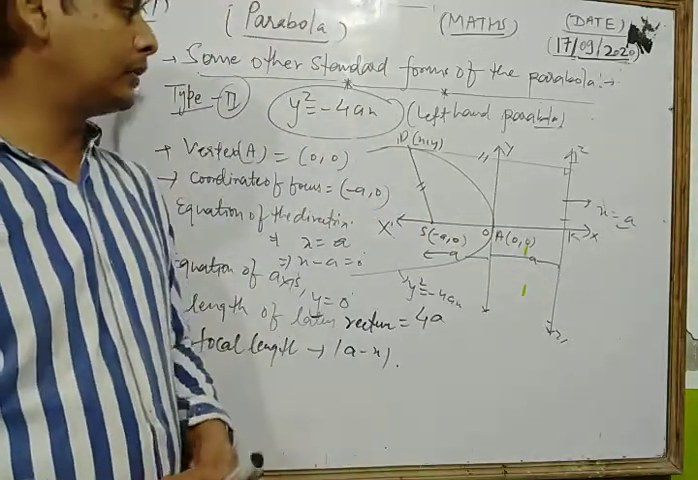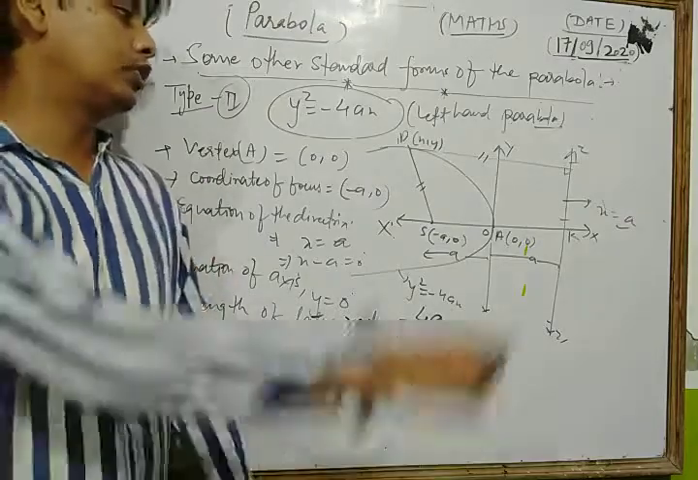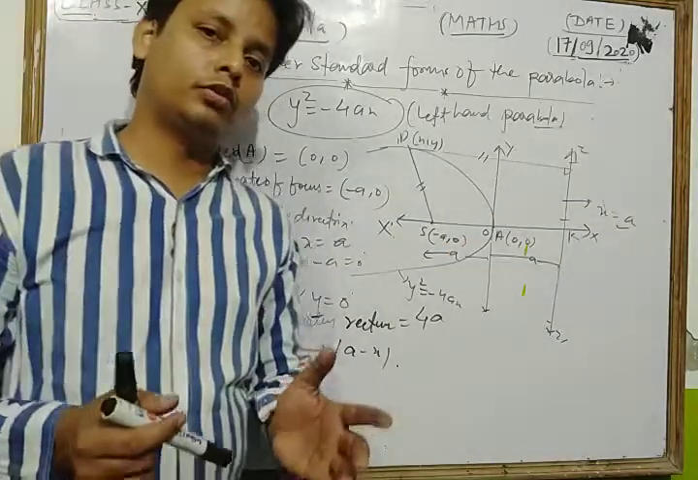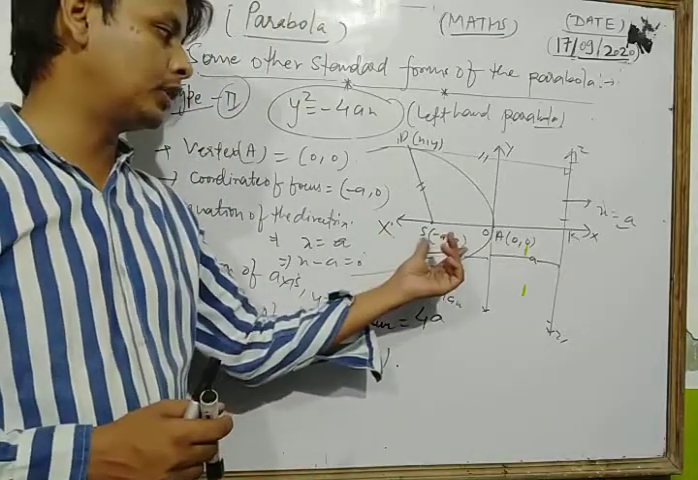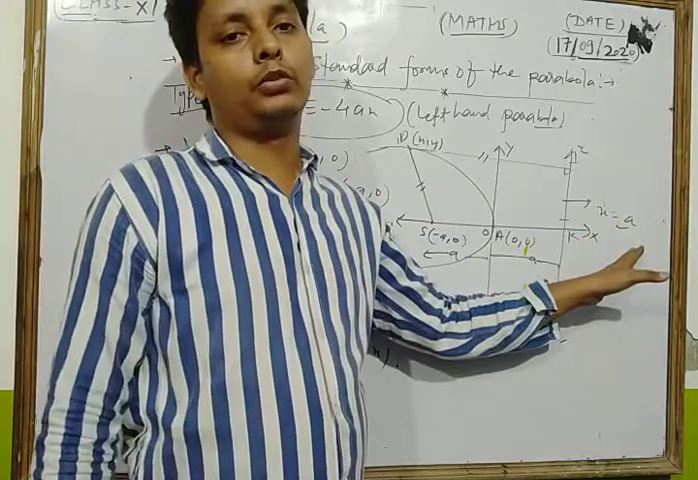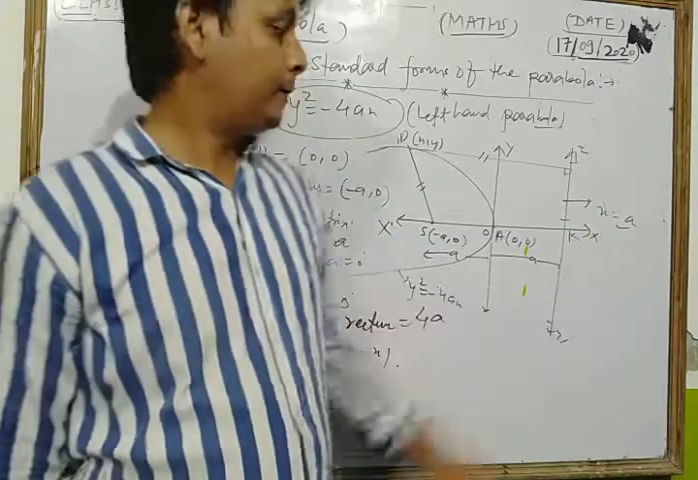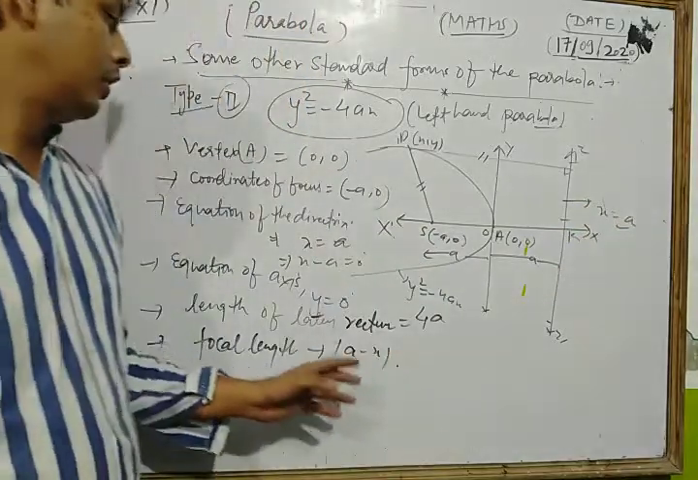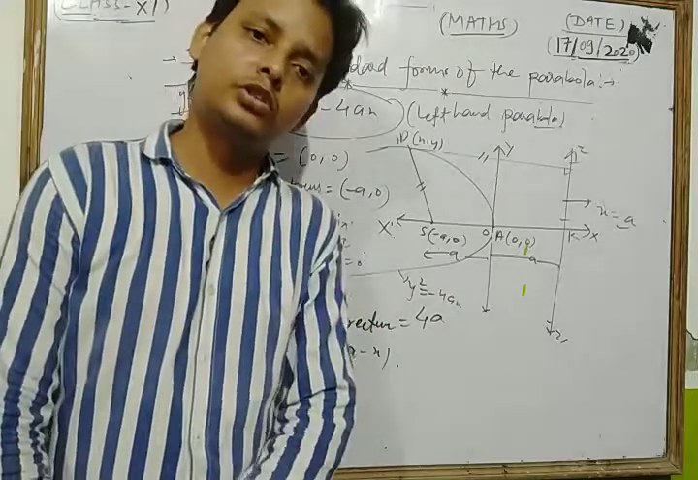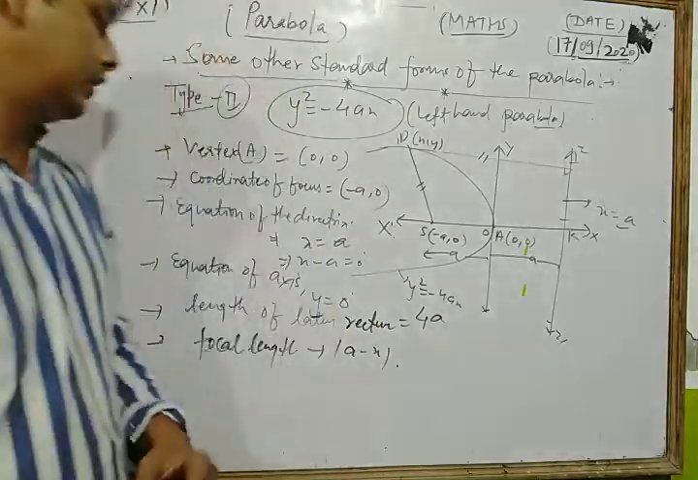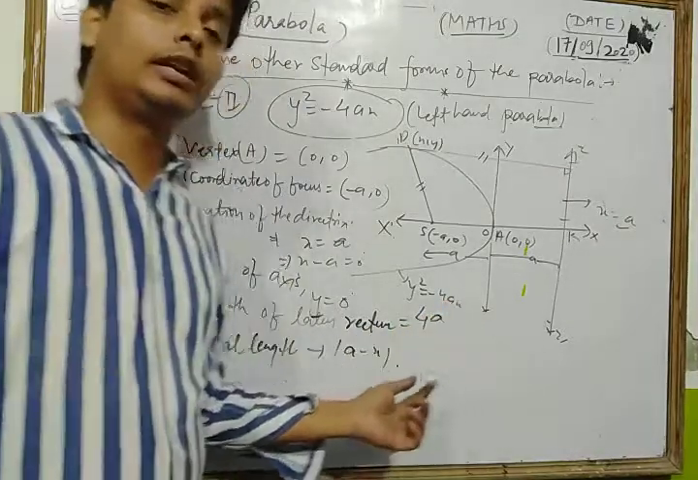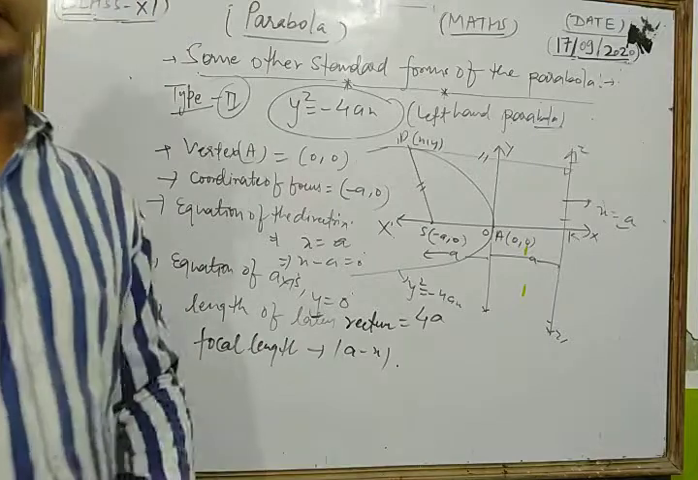So this is the concept of the second type, which is the left hand parabola. In that type of parabola, dear friends, the vertex is (0, 0), and the coordinate of the focus of the left hand parabola is (minus a, 0), and the equation of directrix of the parabola is x equal to a, and the equation of axis is also y equal to 0, same as the previous, and length of latus rectum is equal to 4a, and the focal length of that type of parabola is a minus x.